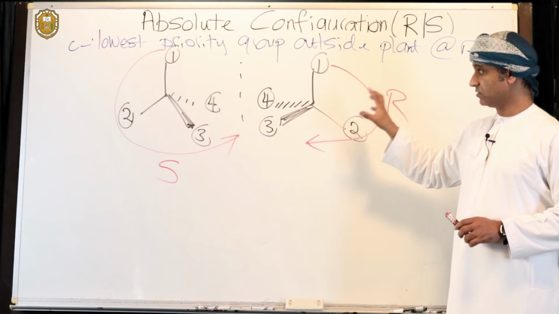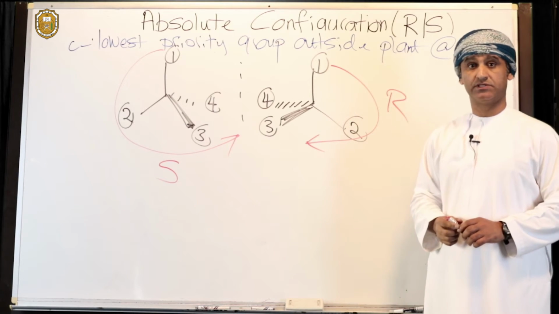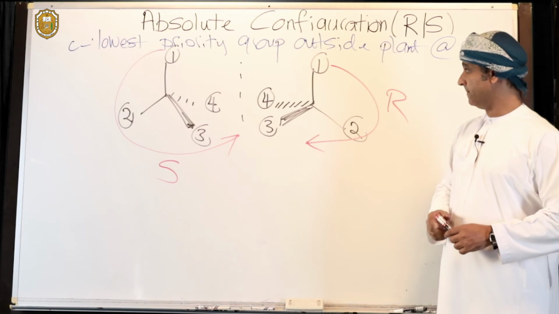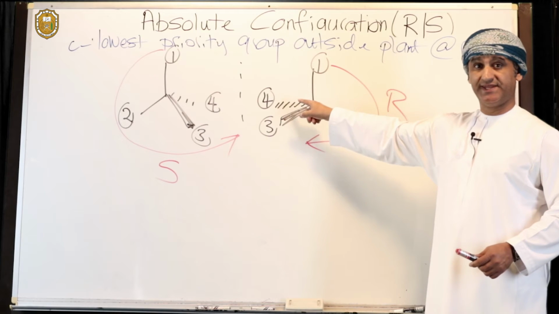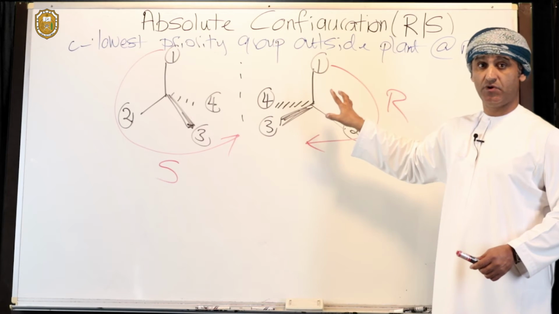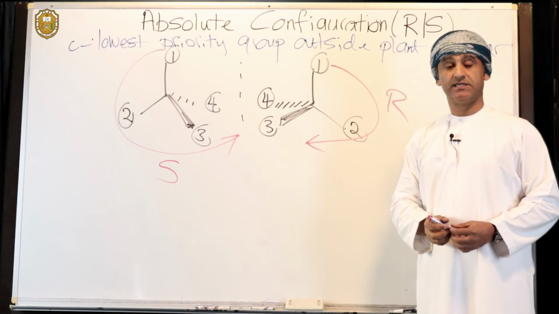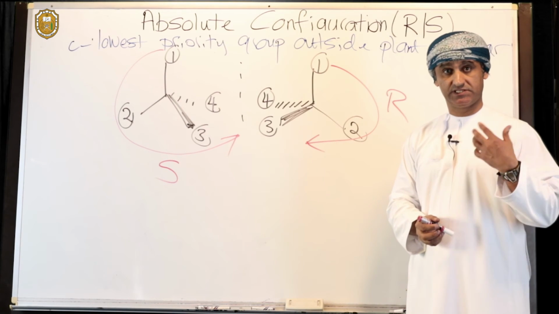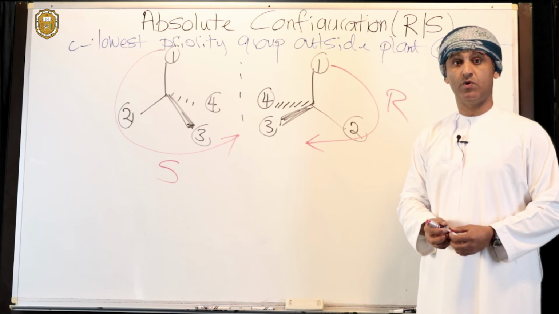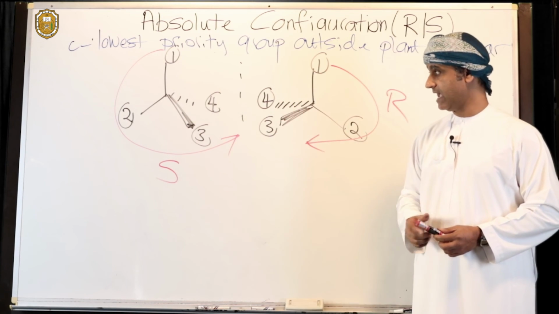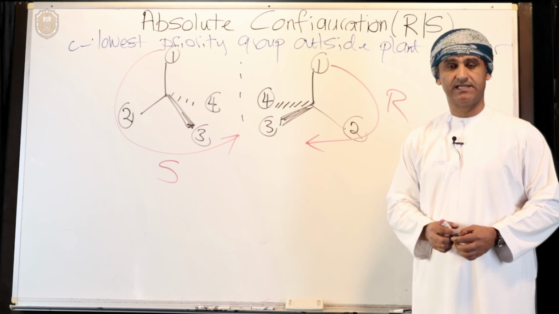So the conclusion here: if the lowest priority group is drawn at the rear, as denoted by a dotted line or a dashed line, then this is straightforward. You just check the rotation, as determined, of course, by priorities. If the rotation is clockwise, then it is an R configuration, and if the rotation is counterclockwise, it is an S configuration.